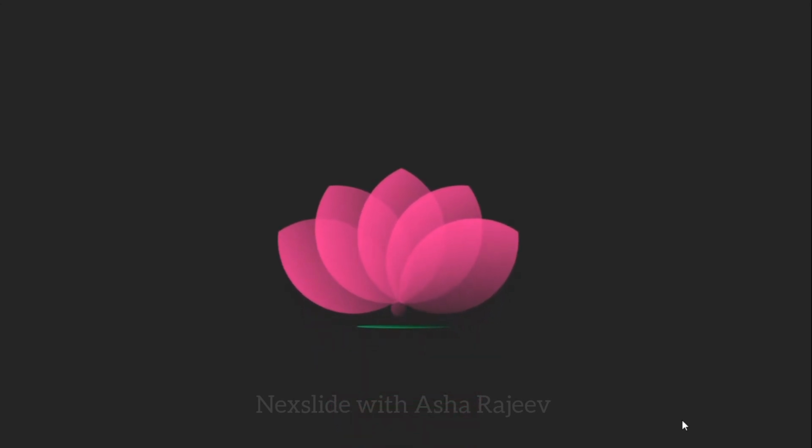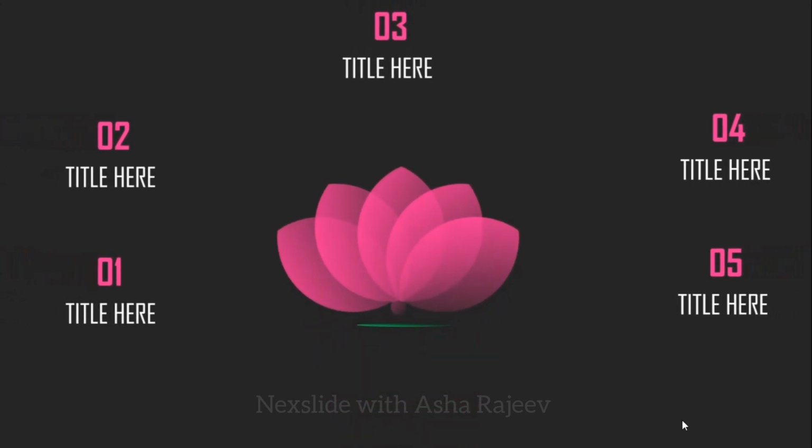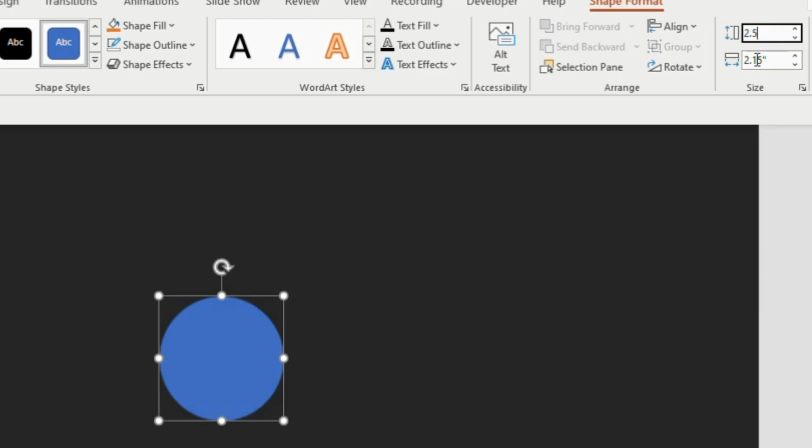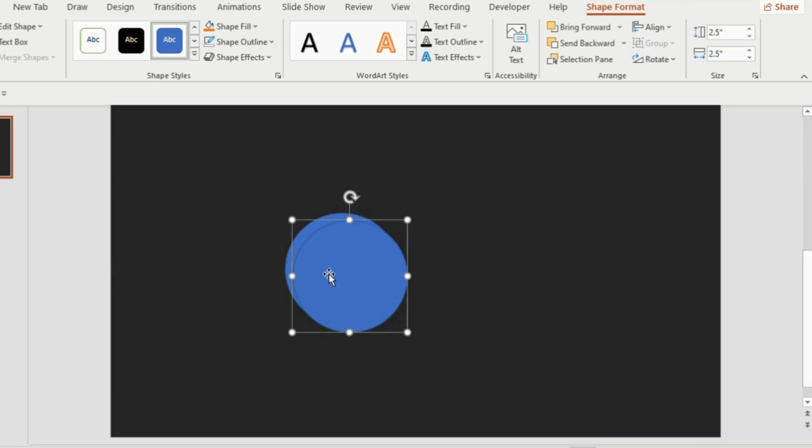Let's prepare this captivating lotus flower animation in the PowerPoint. To start with, let's create a petal. Insert a round shape, adjust its height and width to 2.5, duplicate the shape.